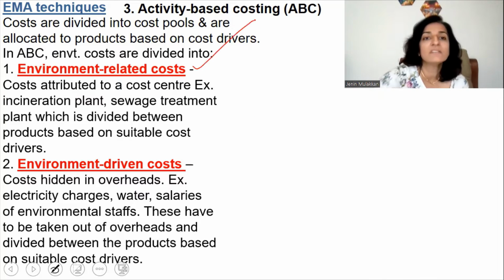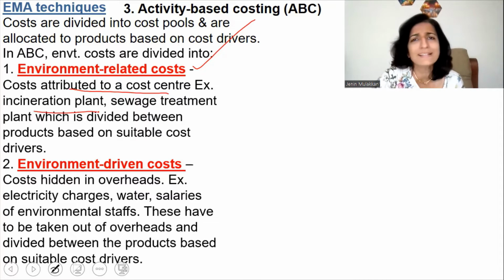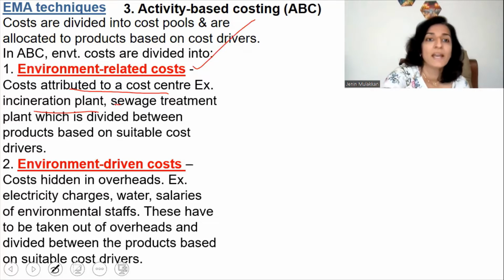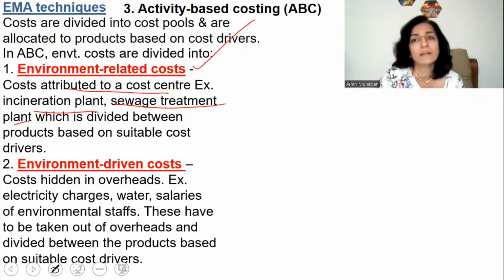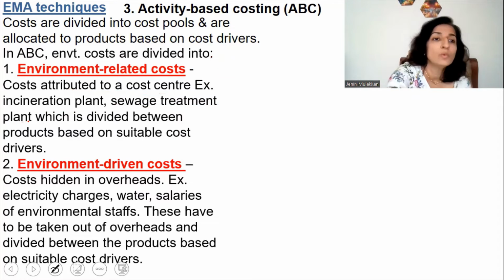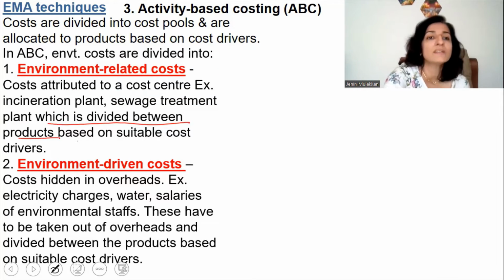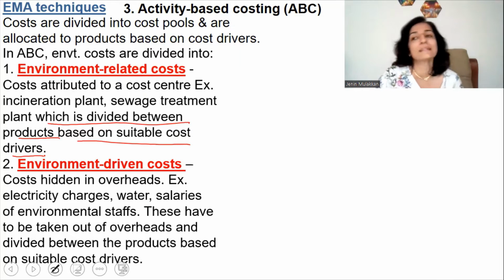One is the environment-related costs, and the second one is the environment-driven costs. Now, environment-related costs are costs attributed to a particular cost center. Example, incineration plant. What is an incineration plant? A plant where waste is burned. And sewage treatment plant. What is a sewage treatment plant? A plant which treats the wastewater, which is divided between the products based on suitable cost drivers.